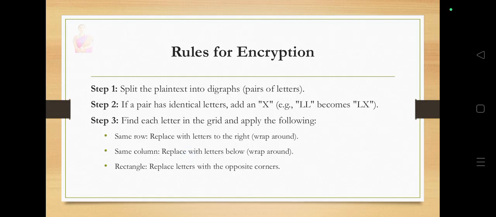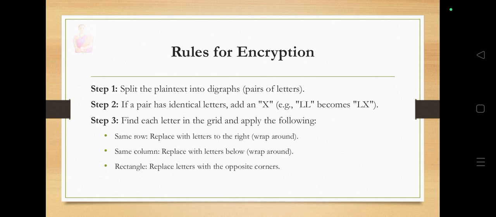And next one is the rule for encryption. So here, split the plain text into digraphs. As I already said, a digraph is two letters to two letters. If you have identical letters, meaning the same letters, then add a bogus letter. A bogus letter means a false letter, the false letter X. Say for example, we can consider hello as the plain text.